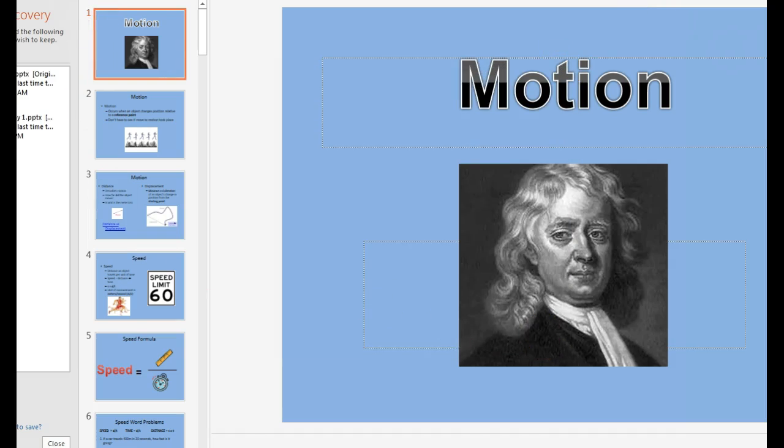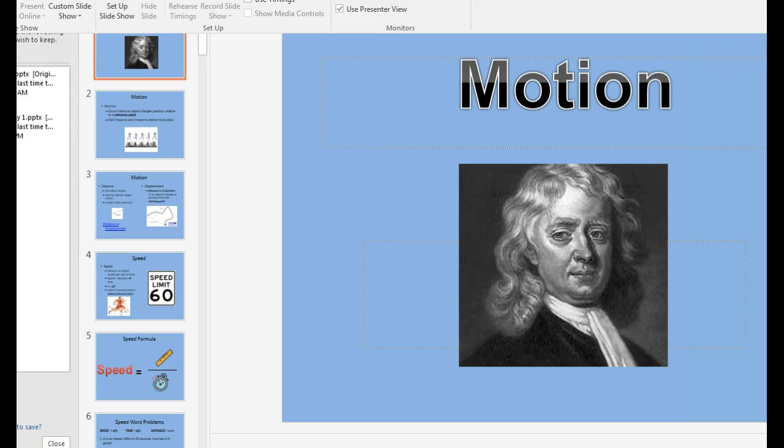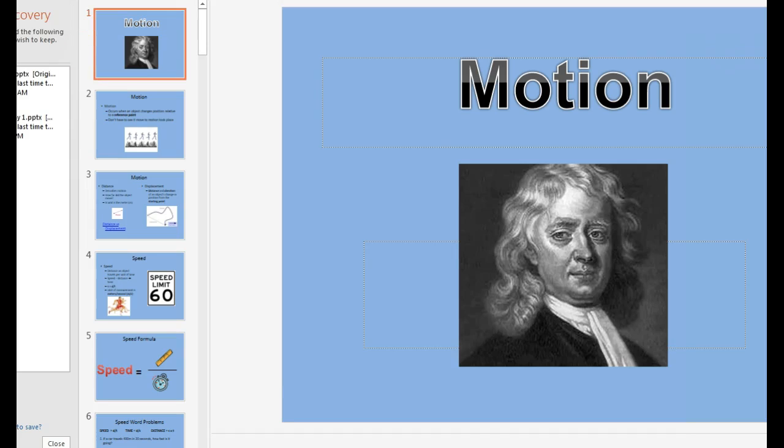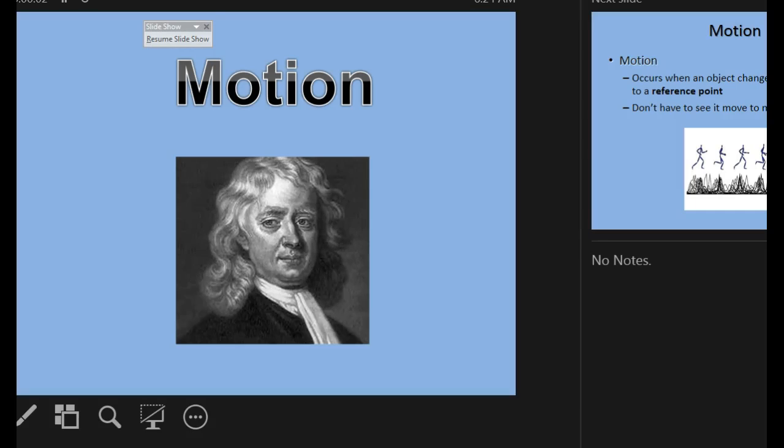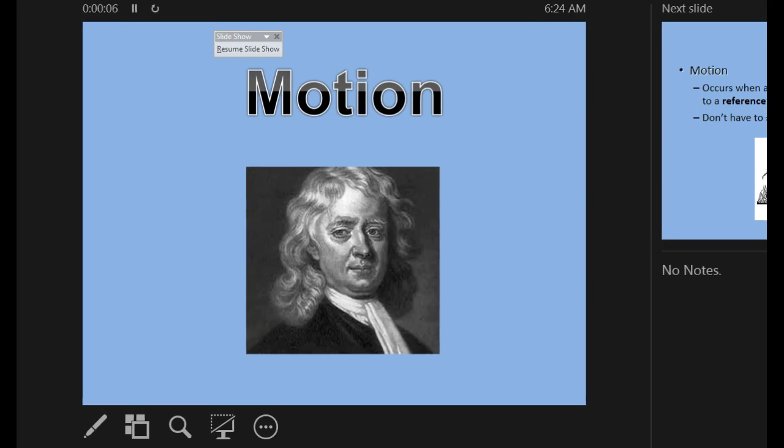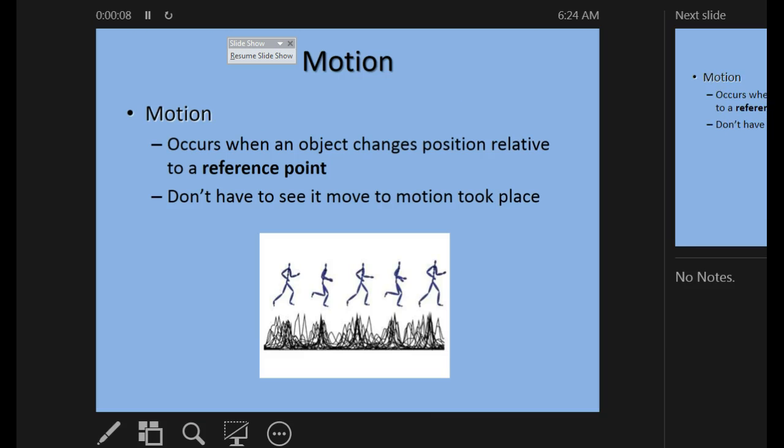So what we're going to be looking at is motion. Yesterday you looked at that sim and did the activity online. Today we're going to look at some more specifics in terms of the equations that we use and the definitions that we want to make sure that we have. All right, so here we go with motion. Here's the definition.